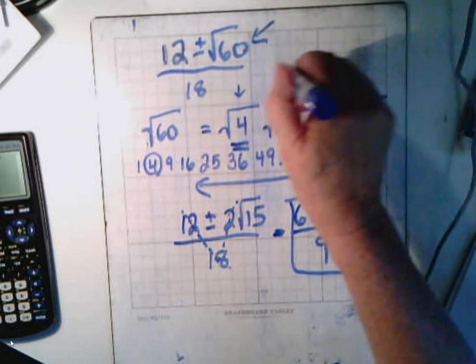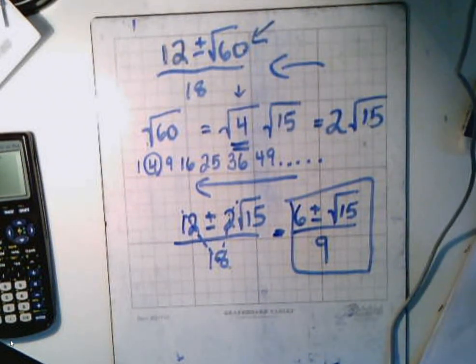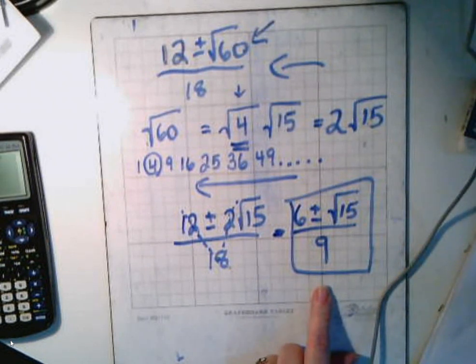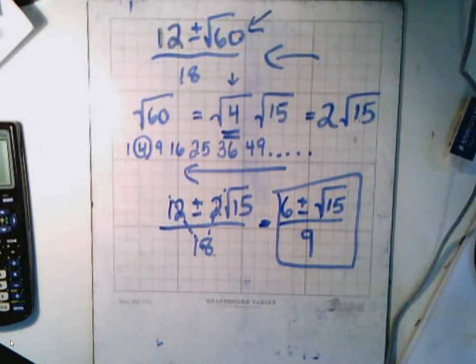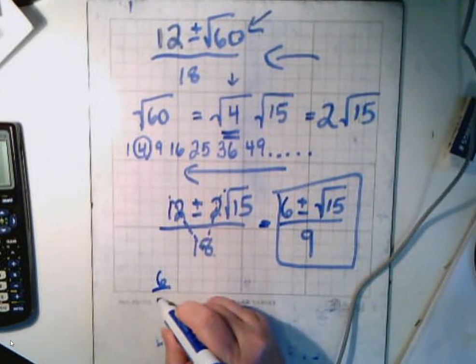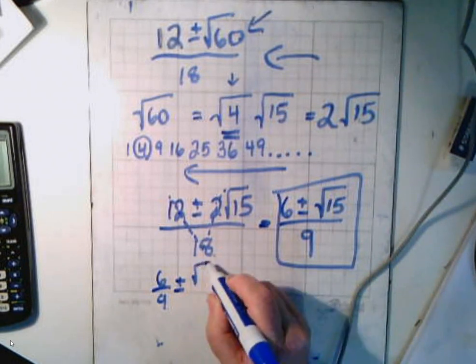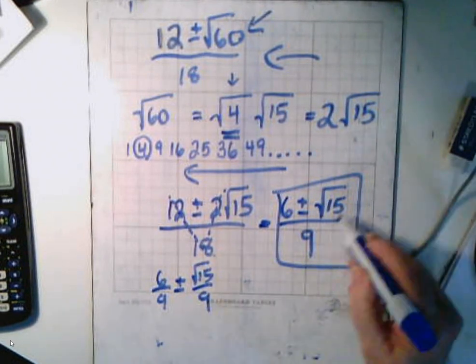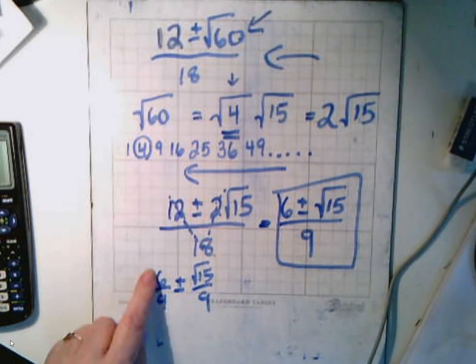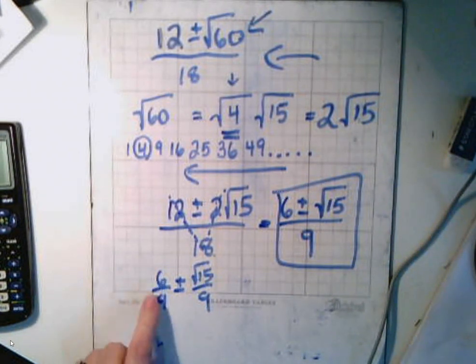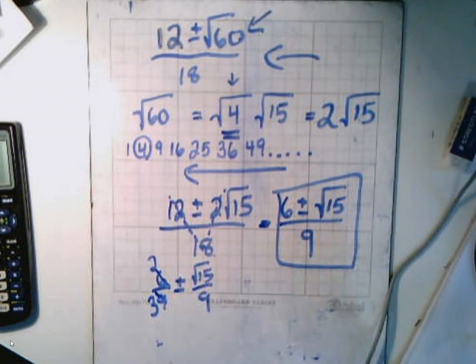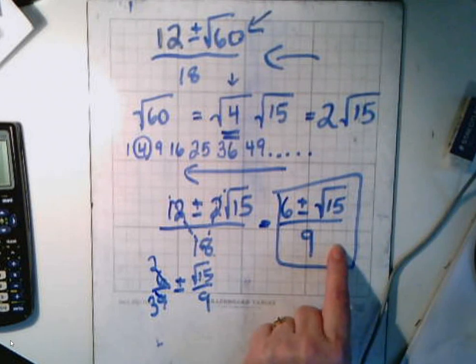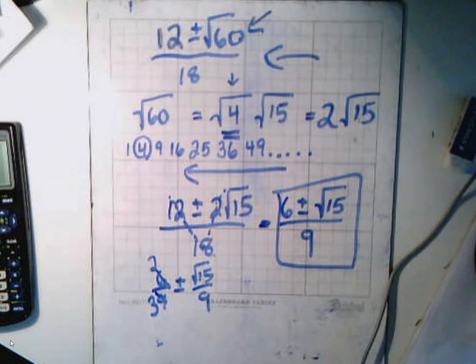So if I got 12 plus or minus the square root of 60 over 18, it would actually simplify down to 6 plus or minus the square root of 15 over 9. Now, if you wanted to, you could write this as 6 over 9 plus or minus the square root of 15 over 9. You could break this up into two separate fractions, and then you could simplify this 6 over 9, divide both by 3, and you would get 2 over 3. That would be fine as well, but you don't have to. You could stop here.